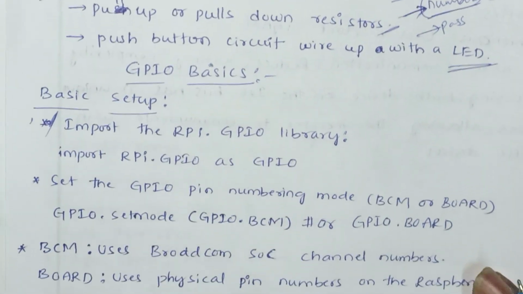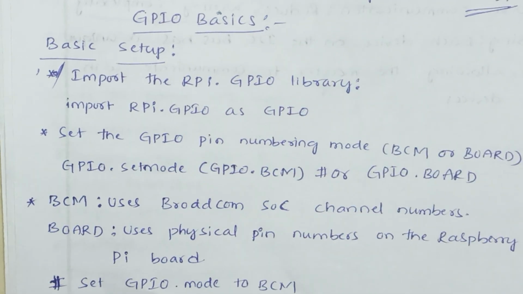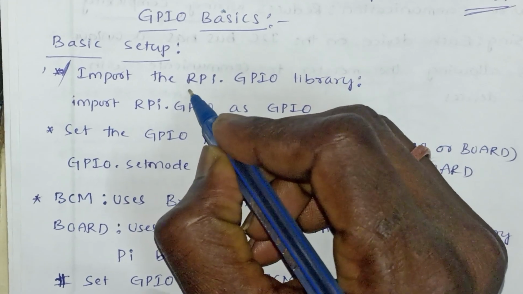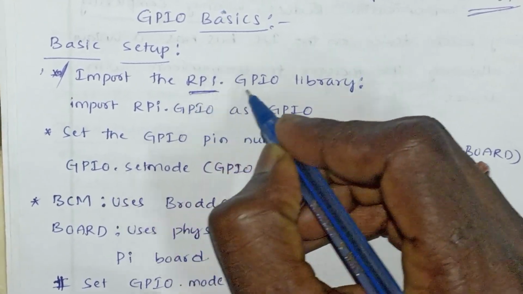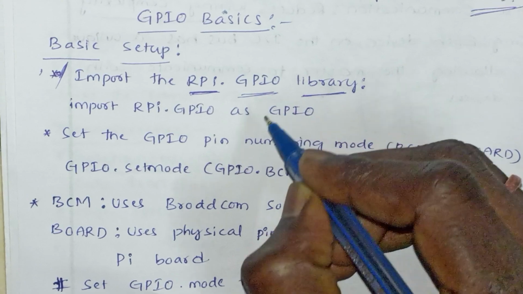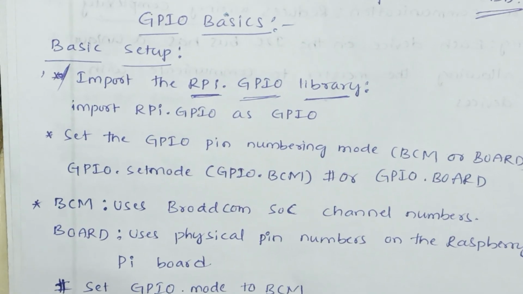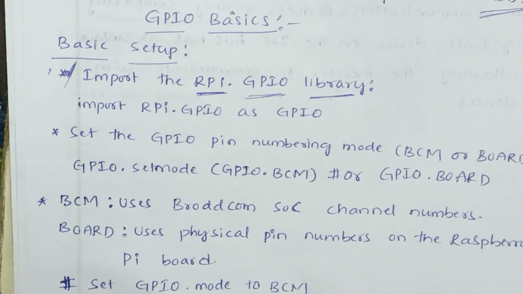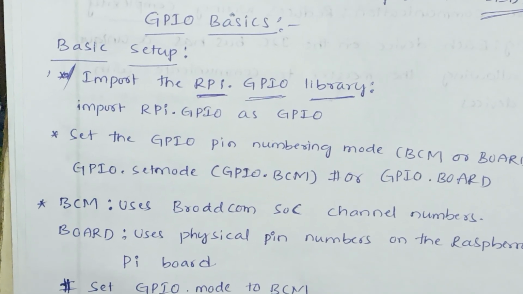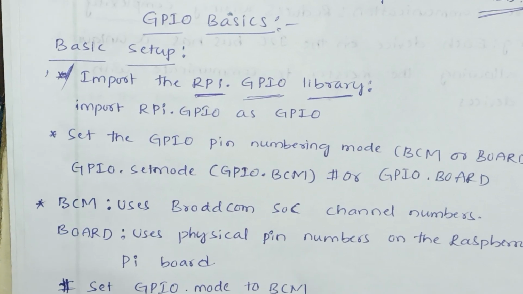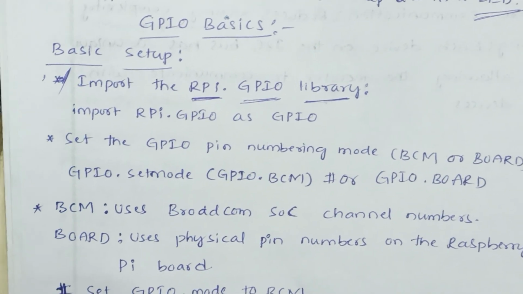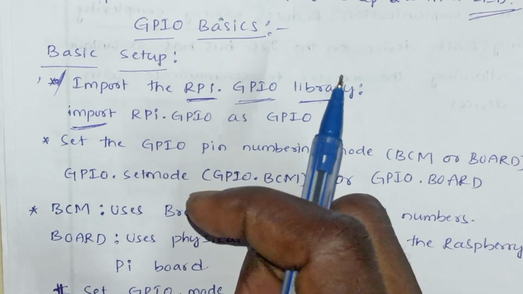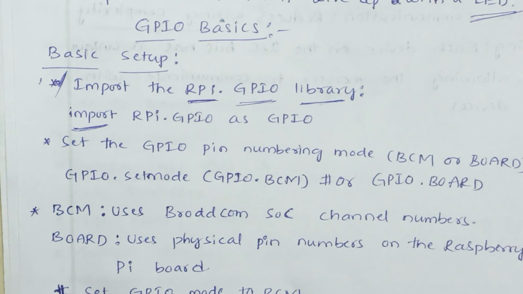Okay, see, GPIO basics is, first we have to import RPi dot GPIO, the Raspberry Pi GPIO library. In order to install that library, we have to use pip. First pip install we have to use. I already told you just before. Pip install we have to use, and we have to install that library, and after that import. We are importing that GPIO library into our corresponding code.